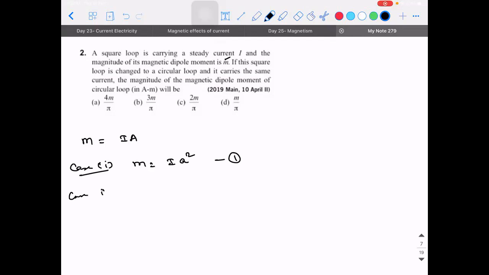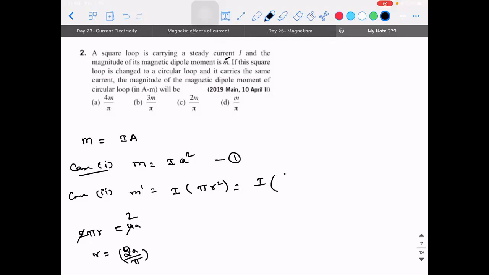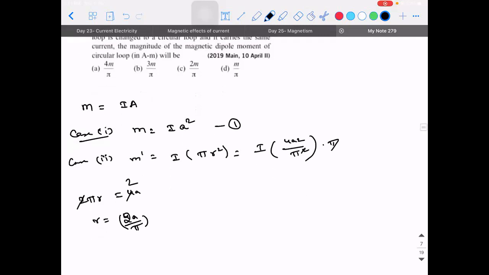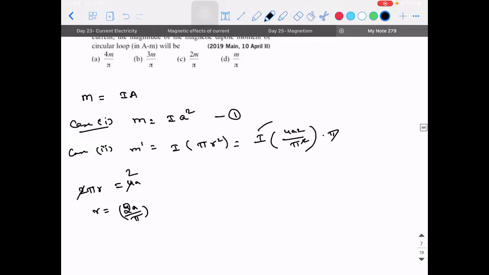What is case 2? M dash will be I into, what is going to be the area of the circular loop? That is pi r square. But what is the value of r? We know that 2 pi r is equal to 4a. So I into 4a square divided by pi square into pi. Cancel. Right? I into a square is M. So 4M divided by pi should be the answer, and this one is the answer.